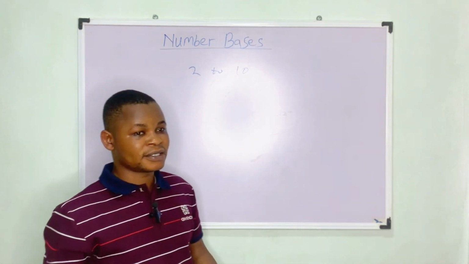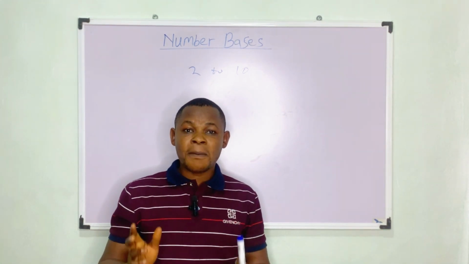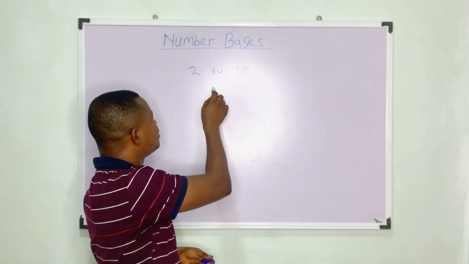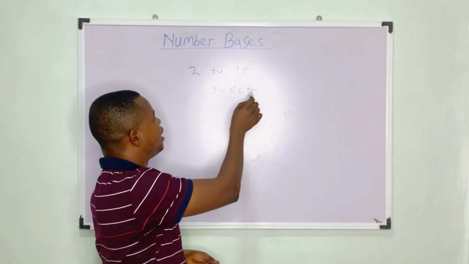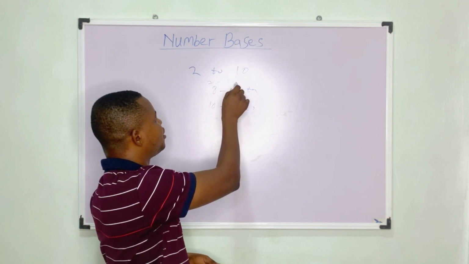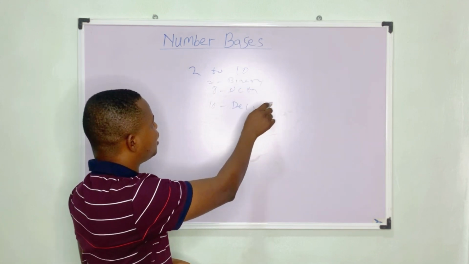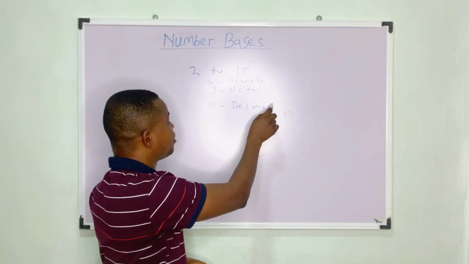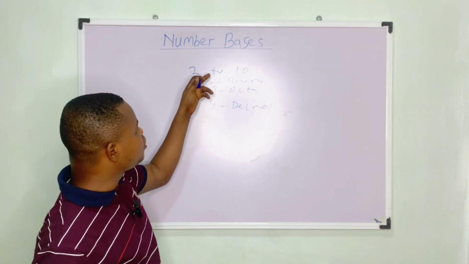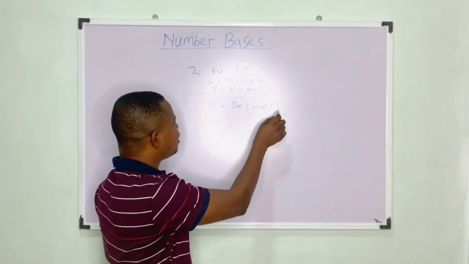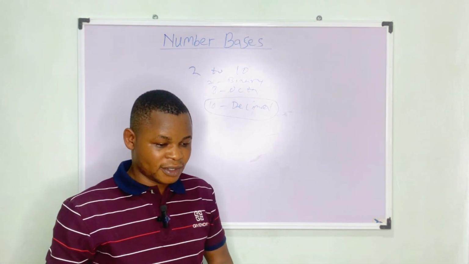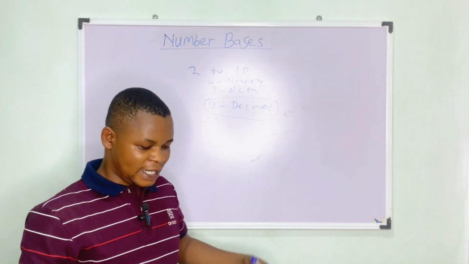Looking at number bases, the most commonly used bases are base 2, which is the binary system, base 8, which is the octal system, and base 10, which is the decimal system. These are the most widely used bases, and we use base 10 in our day-to-day arithmetic activities. So let's get started.